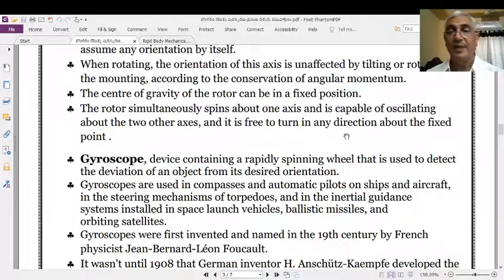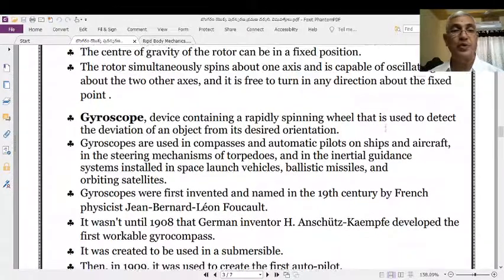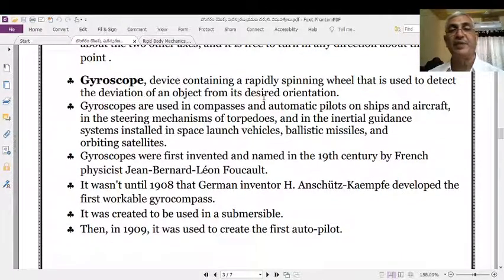Okay, the gyroscope, of course, is a device containing a rapidly spinning wheel, and it is used to detect the deviation of the object from the desired orientation. I said that it is used to find orientations. Therefore, it is also used to detect the deviation of an object from the desired orientation.